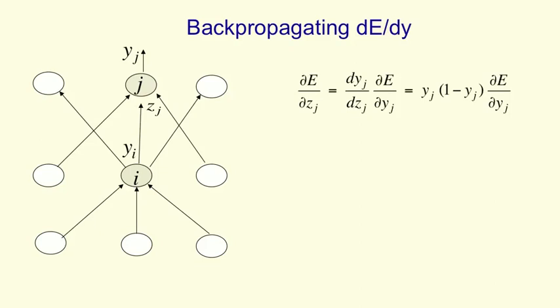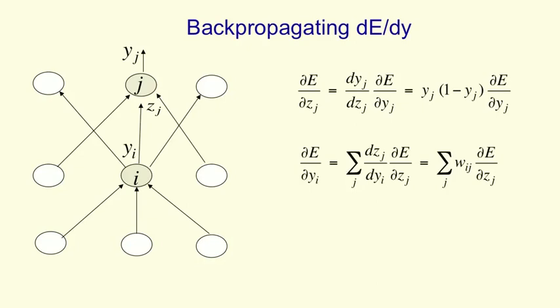The first thing we need to do is convert the error derivative with respect to y_j into an error derivative with respect to z_j. To do that we use the chain rule, so we say dE by dz_j equals dy_j by dz_j times dE by dy_j. And as we've seen before when we were looking at logistic units, that's just y_j times 1 minus y_j times the error derivative with respect to the output of unit j. So now we've got the error derivative with respect to the total input received by unit j.